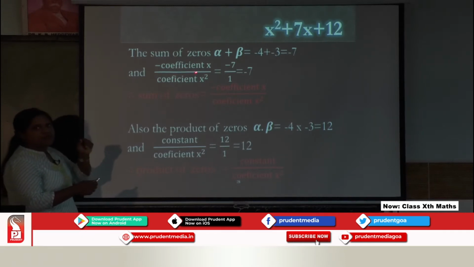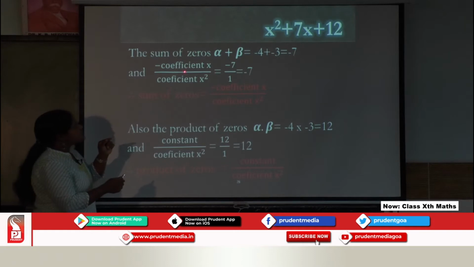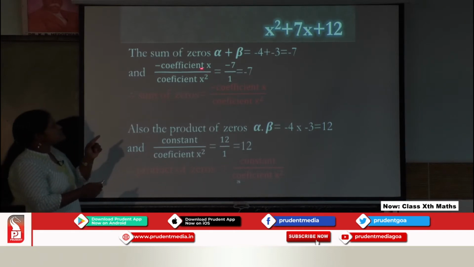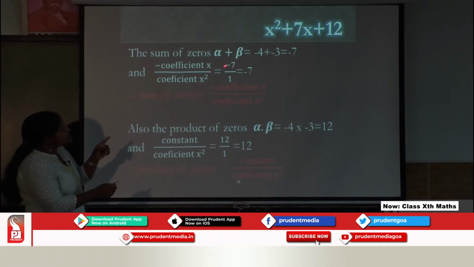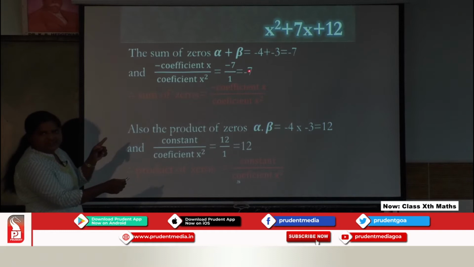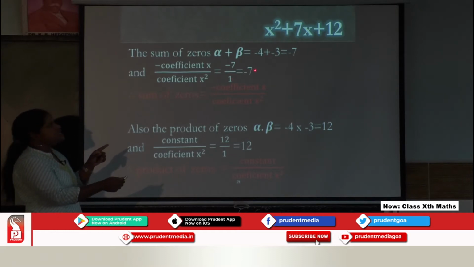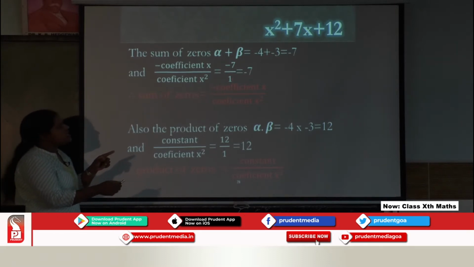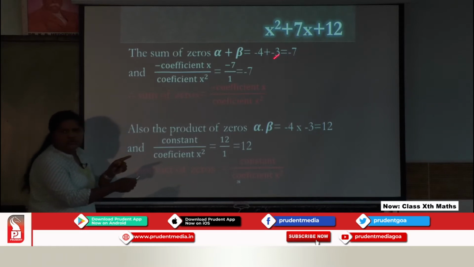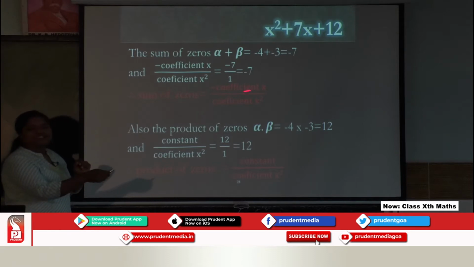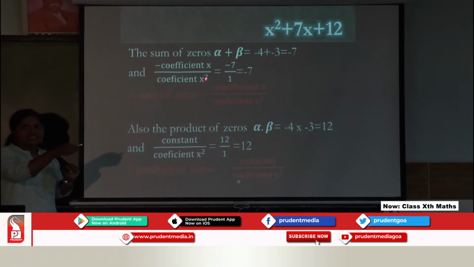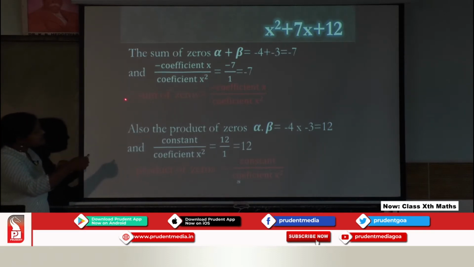That is minus b upon a, that is minus coefficient of x upon coefficient of x square. So, you get minus 7 because of the minus sign in the formula, and the coefficient of x is 7. So, -7 upon 1 is equal to -7. Now, if you observe here, either you do manual calculation or you apply the formula, the answer is the same. In both the cases, the answer is the same. That is why I concluded here.